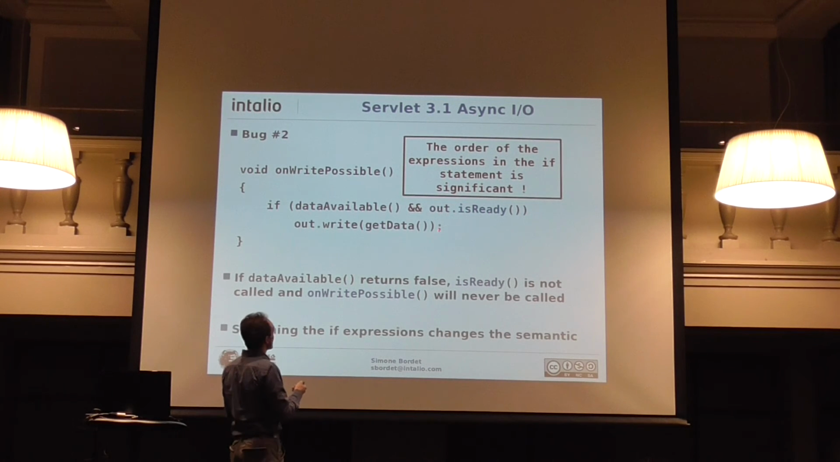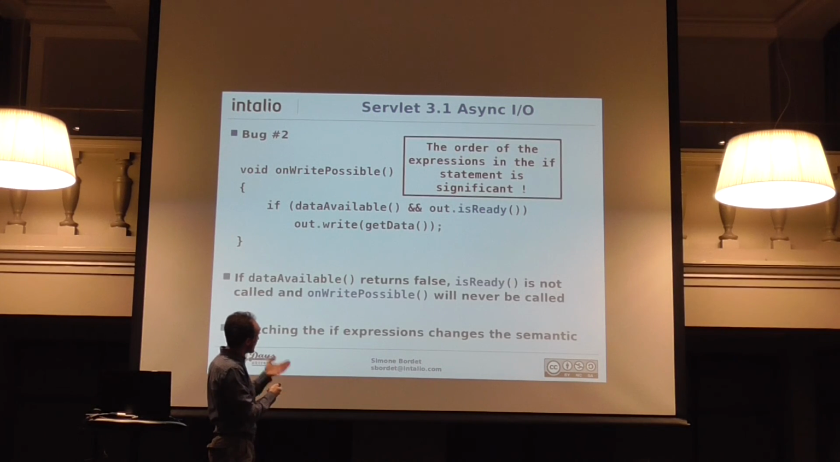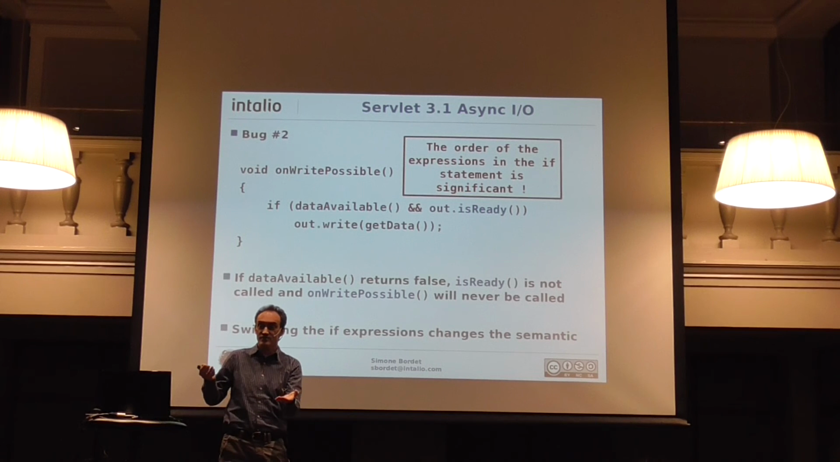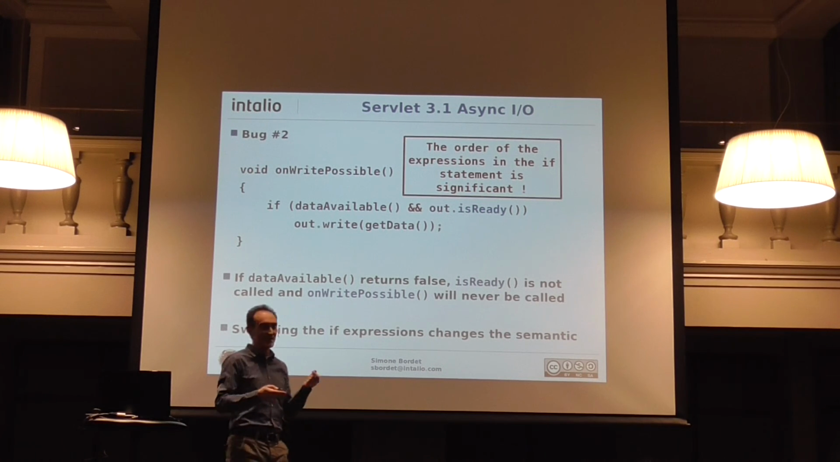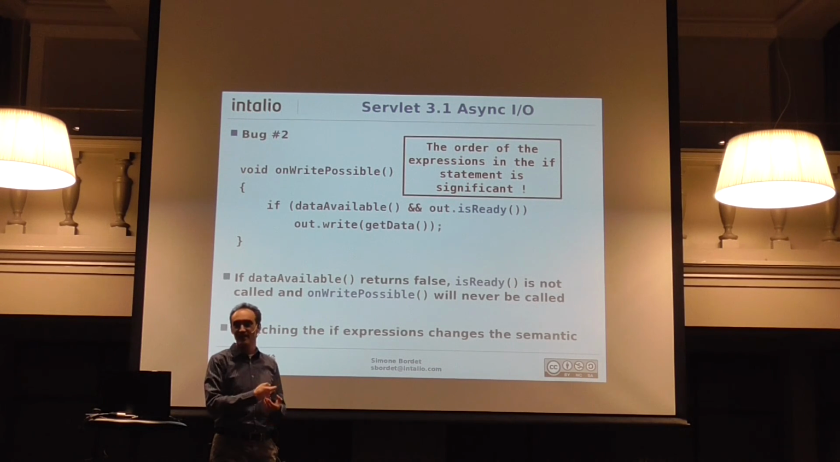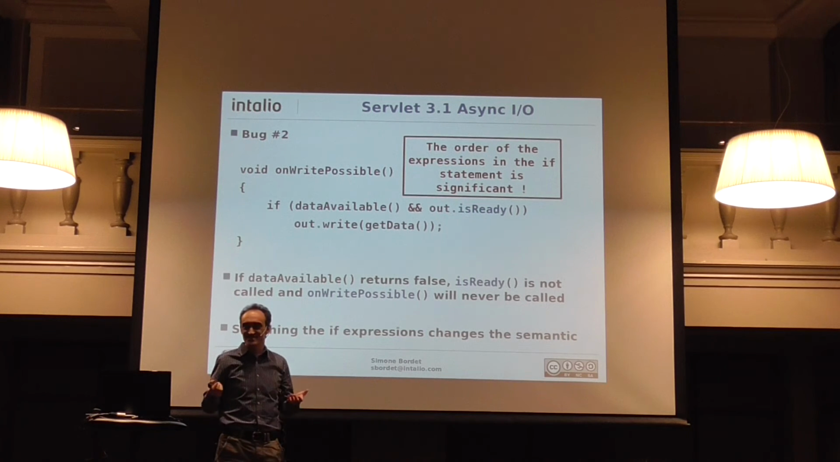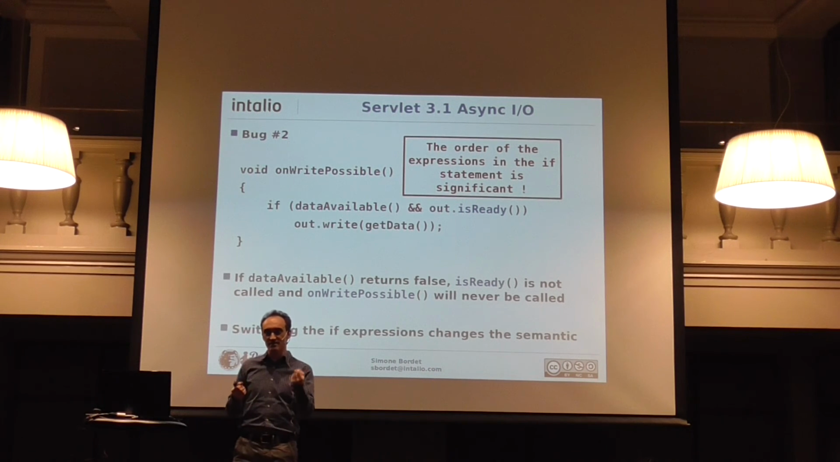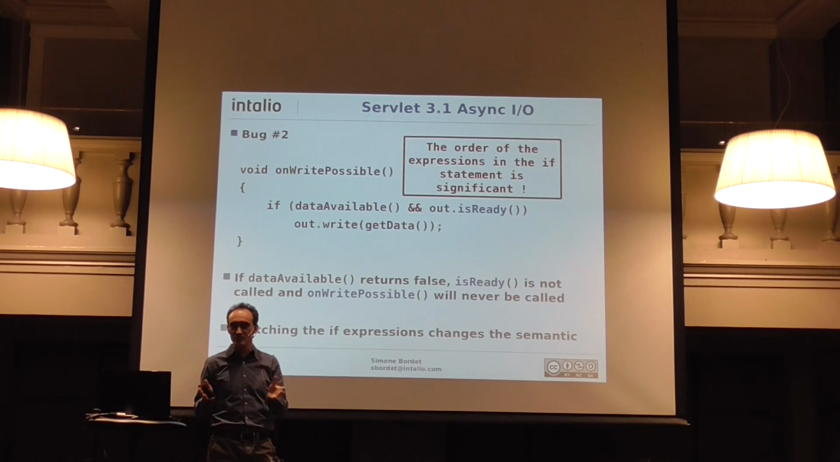In particular, what happens here is that in the previous case, if dataAvailable returns false and says, oh, there's no data, okay? You got called by the container, you say, I have no data, sorry. So you return, right? But you didn't call out.isReady. So who's going to call onWritePossible again? Nobody, right? So you're just stuck in there. So it is really important to understand what isReady does. isReady is the key concept of Servlet 3.1. When it returns false, it schedules a call to onWritePossible. So you always have to test for this.